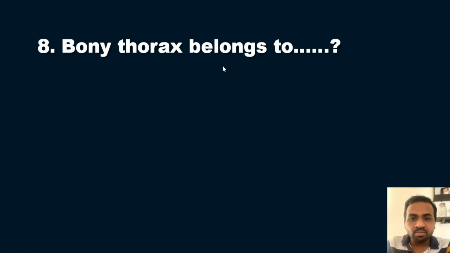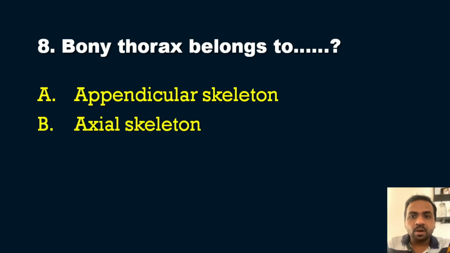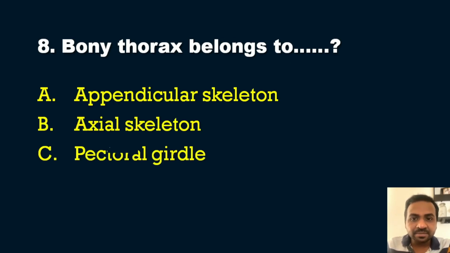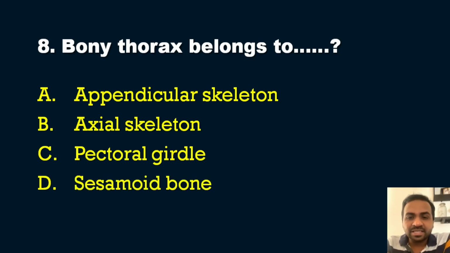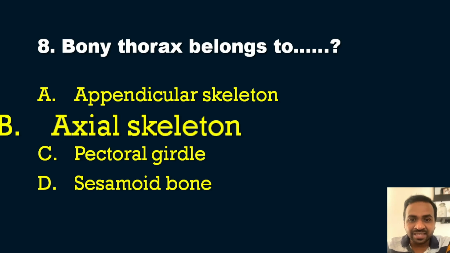So the question is, bony thorax belongs to dash. The options are option A, appendicular skeleton, option B, axial skeleton, option C, pectoral girdle, and option D, sesamoid bone. So this bony thorax belongs to which? That's the question. So the answer for this question is option B, that is axial skeleton.